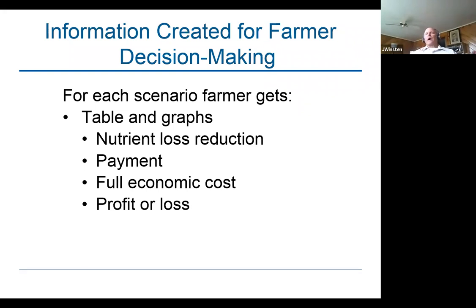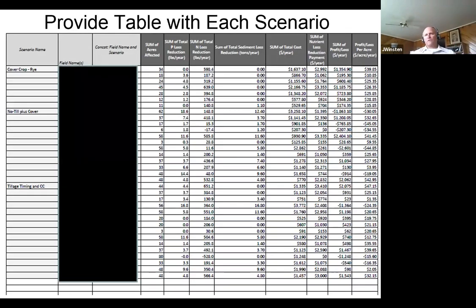So I only show this table to show what we give to them, and I've blacked out the field names for confidentiality reasons. I don't want to talk about the specific numbers, but across the top, you can see that each row is a scenario. So there's the acres, the P loss reduction, the N loss reduction, the sediment loss reduction, the cost to the farmer, the payment, and the profit loss in total, as well as the profit loss per acre.